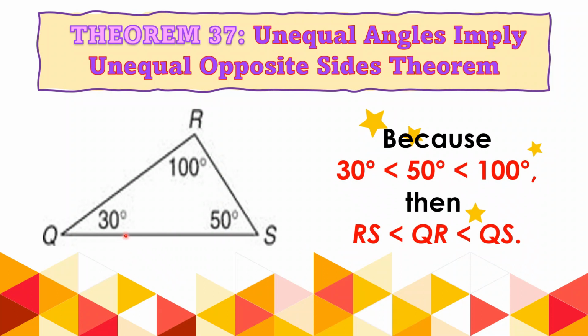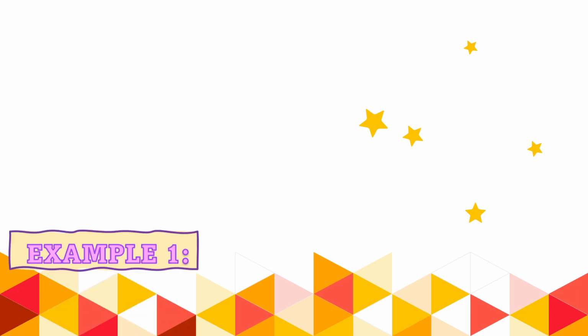Because 30 degrees is less than 50 degrees and 50 degrees is less than 100 degrees, we can say that side RS is less than side QR and side QR is less than side QS. Now let's apply the theorems that we had discussed in the following examples.